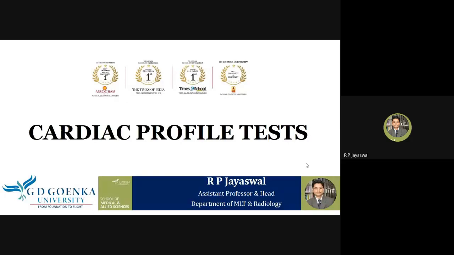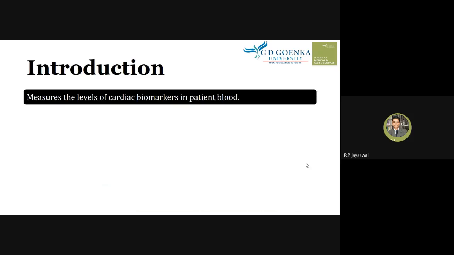We are going to study the cardiac profile test. Here we know why do we perform this cardiac profile test? What are the tests we included in the cardiac profile? So let's start with the introduction here. This cardiac profile test measures the level of cardiac markers in patient blood.